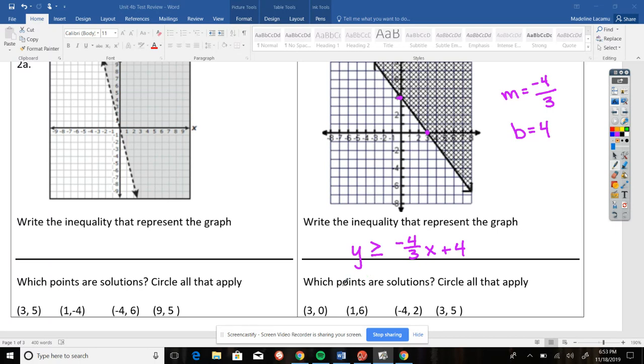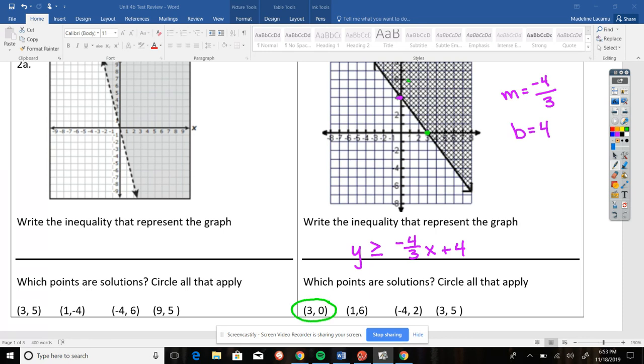Now our next part says which points are solutions, circle all that apply. So we have 3, 0. So that would be right here. Notice that is on a solid line. Anytime you are on a solid line, that is a solution. So 3, 0 would be a solution.